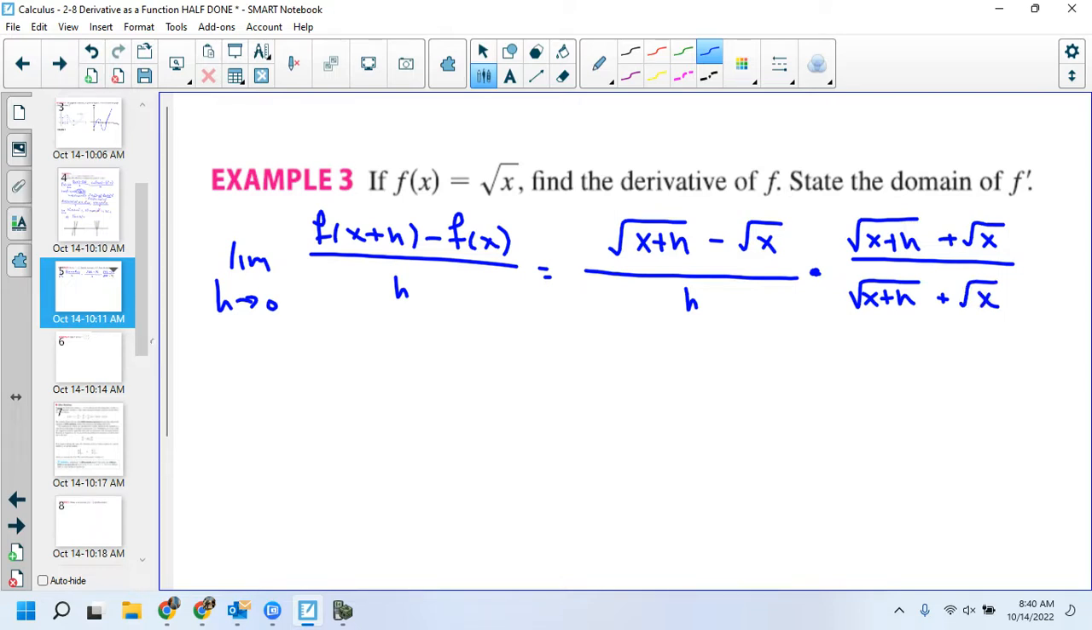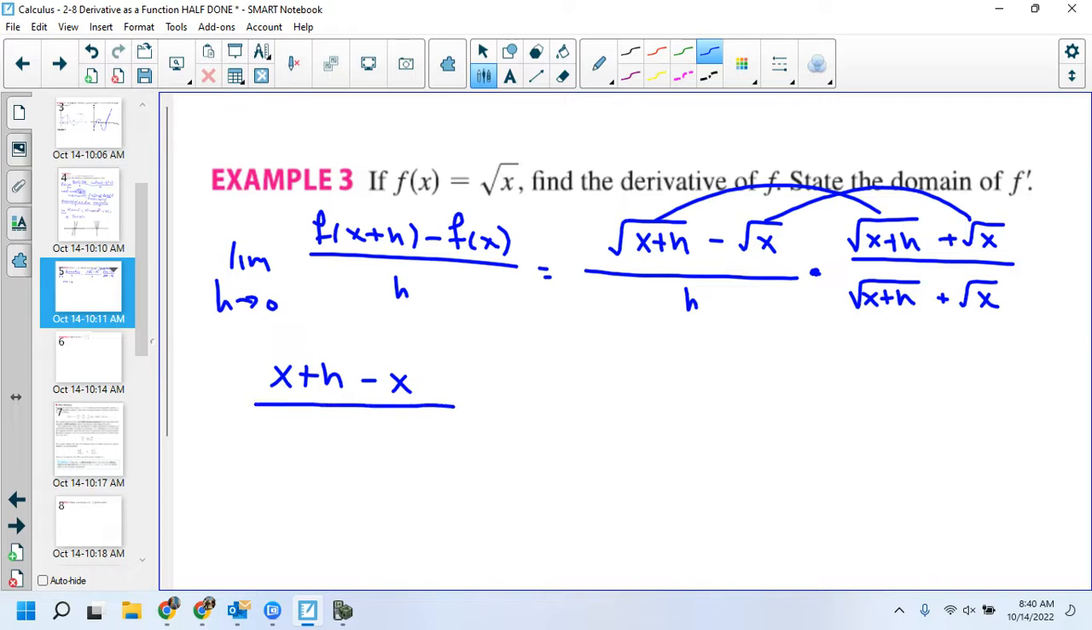I always want to multiply by the conjugate because when I FOIL the numerator, the inners and outers will cancel. So first here, radical x plus h times radical x plus h just gives me x plus h. Inners is these 2, and it's a negative. Outers is these 2, and it's a positive, which will cancel. That's the reason why we do the conjugate. Radical x times radical x is just x, and it's a minus, which is really convenient there.